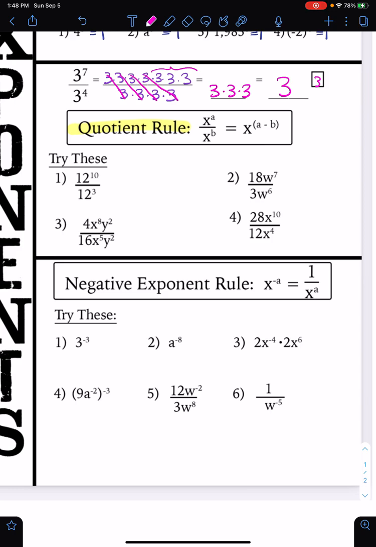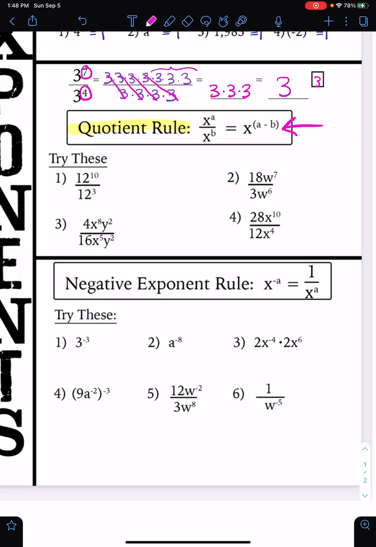So if you're thinking about what the shortcut might be, when we have the same base and we're dividing, we subtracted the exponents. We kept the base the same and subtracted the exponents. And that's what they're showing you right here in this box. If we have the same base and we're dividing, we can subtract the exponents. We're still dividing, x to the a power and x to the b power, but the shortcut is to keep the base and subtract the exponents.